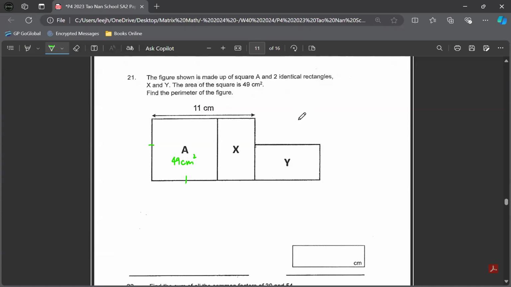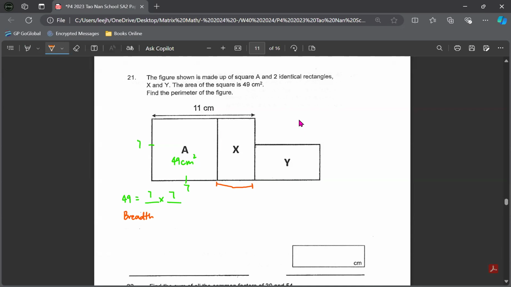So how to find it? Given the area of a square, in order to find the side, you need to know its length times length or length times breadth. So what times what gives you 49? Since it's a square, two sides must be equal. So that means 49 equals what times what, and both numbers must be the same. If you know your multiplication very well, you should know that it's none other than 7 times 7. So this is 7, this is also 7. After this, you know this is 11, which means that you can find out the breadth of X.